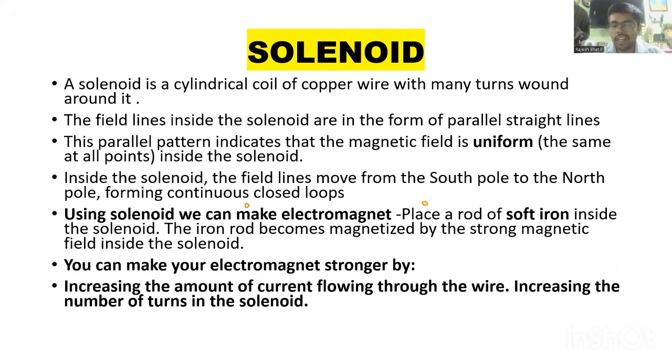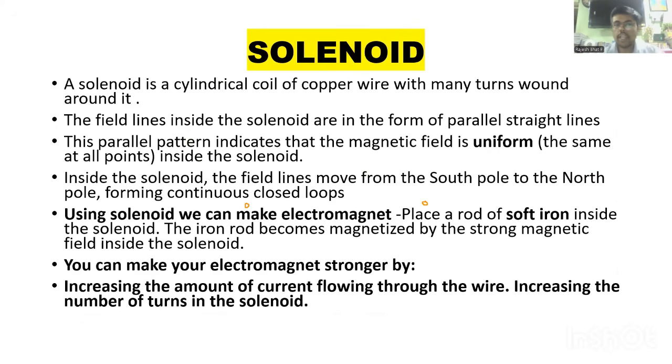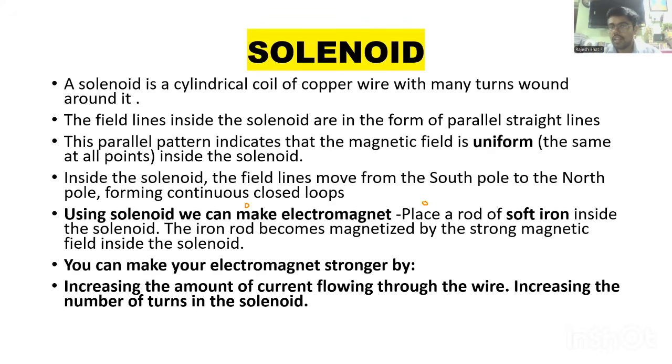Then inside the solenoid, tell me, inside a bar magnet or inside a solenoid, what is the property of the field lines? Straight, uniform, equal. The field lines are parallel straight lines, and they are uniform. Fourth, and this is a very important point: outside the solenoid the field goes from north to south only, but inside it goes from south to north. Remember this point. Inside the solenoid, it is always from the south pole to the north pole.